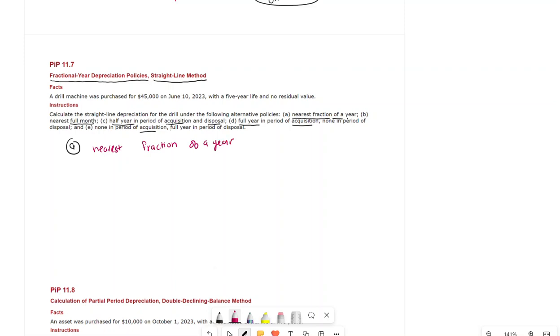When you do that, again, we have a cost of the asset. The useful life is 5 years, no residual value. We got the asset on June 10th. So the first one we're doing is the nearest fraction of a year. How are we going to calculate it? The cost of the asset is 45,000. Residual value is 0, divided by the 5. My depreciation per year is $9,000.